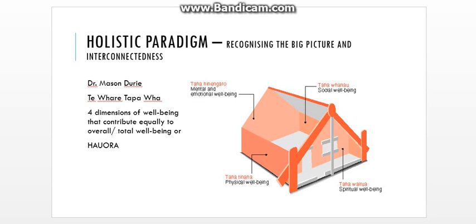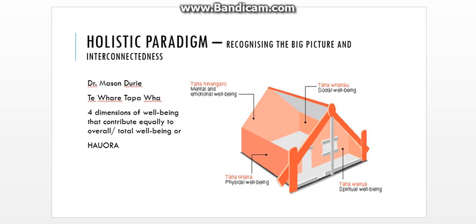When we consider this model, we need to consider the fact that if one of these dimensions of well-being is not well or not healthy, then that influences the overall person, and that all 4 are equally necessary. Being able to stand back and recognise the big picture and recognise all of the contributing influences is an example of holistic thinking. The other important thing is how each of these things is interconnected.